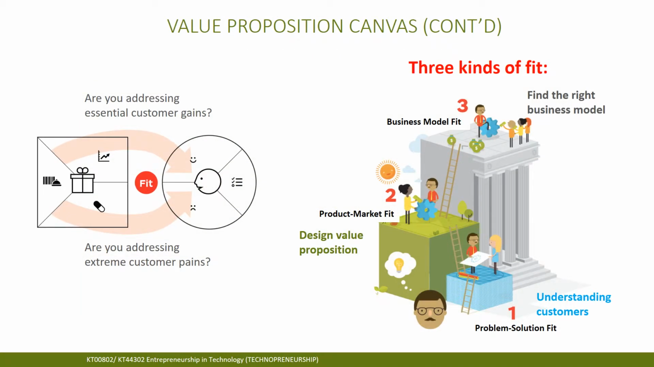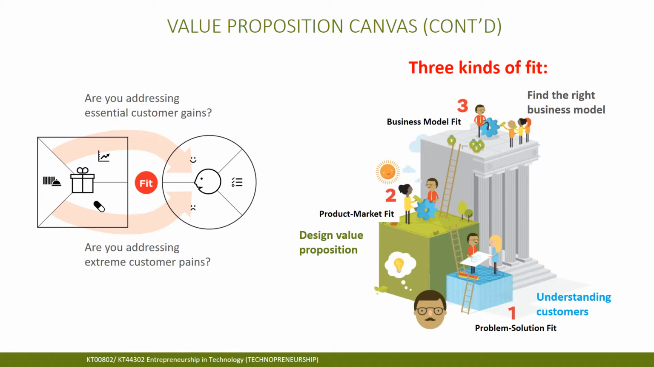You should always be striving to achieve 3 kinds of fit before you begin any tasks related to execution: problem-solution fit, product-market fit, and business model fit. Achieving these 3 kinds of fit will help you minimize the risk of failure.